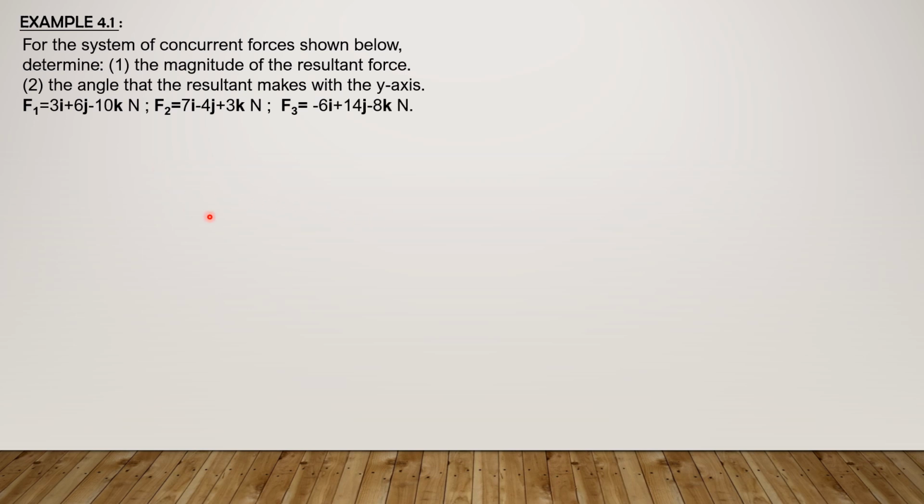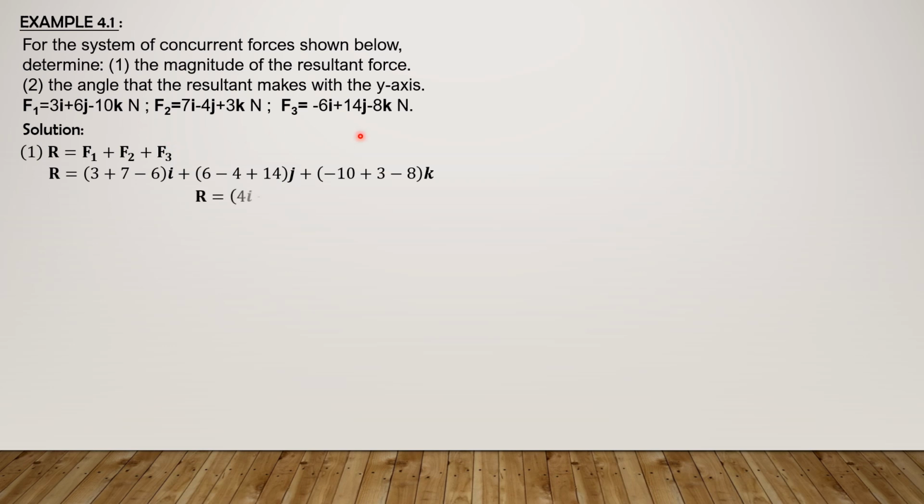So simply the magnitude of the resultant force, we have to obtain the resultant force in vector form, and that is simply obtaining the sum of corresponding components, F1, F2 plus F3. So R therefore is equal to 3 plus 7 plus negative 6 i, and 6 plus 4 plus negative 4 plus 14 quantity j, and quantity negative 10 plus 3 minus 8 k. So simplifying, R is 4i plus 16j minus 15k newtons. That's the resultant in vector form.